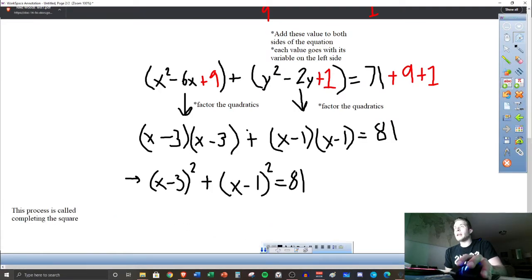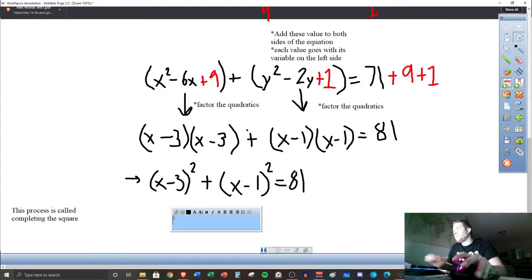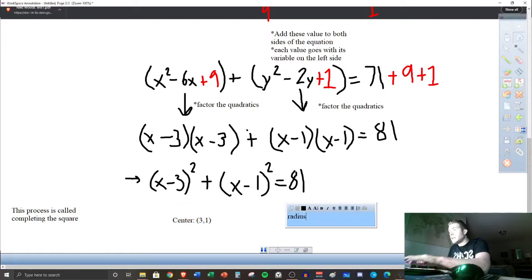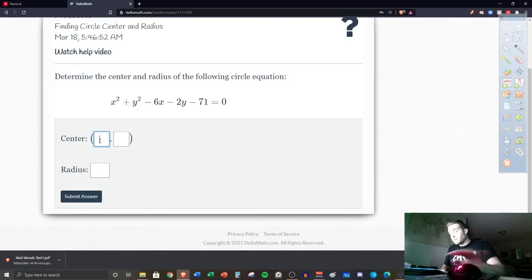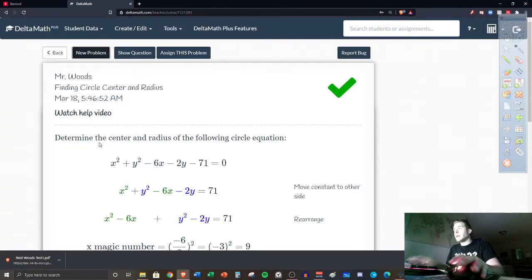But let's go ahead and write out what is the center of this circle. Well, we look here, and we already practiced this. This is going to be 3 and 1. So that's going to be the center. What's the radius? Not 81, right? We have to square root that, and we get 9. So it's 3, 1, and 9. Okay, and we did it.